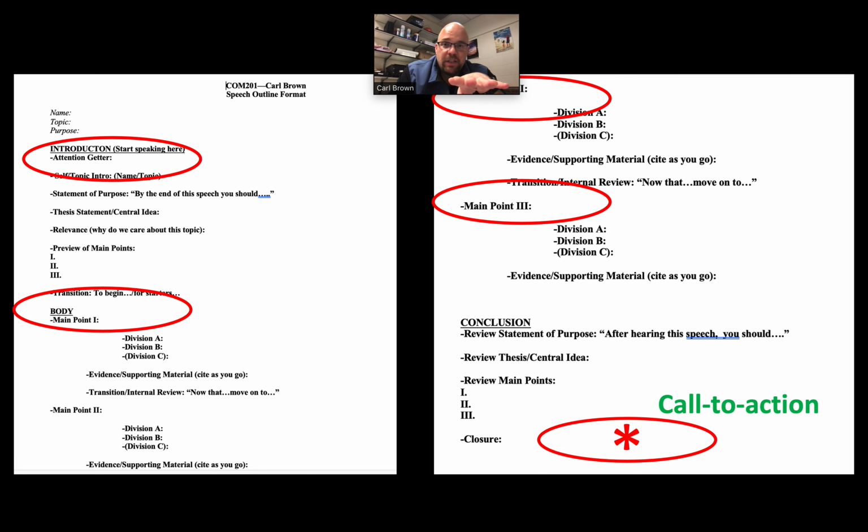It doesn't replace the closure, because the closure is what allows you to use ring structure and go back to whatever you started with. So it doesn't replace it, but it sort of partners with it, and it gives the audience that immediate action they can take to start the plan in motion.